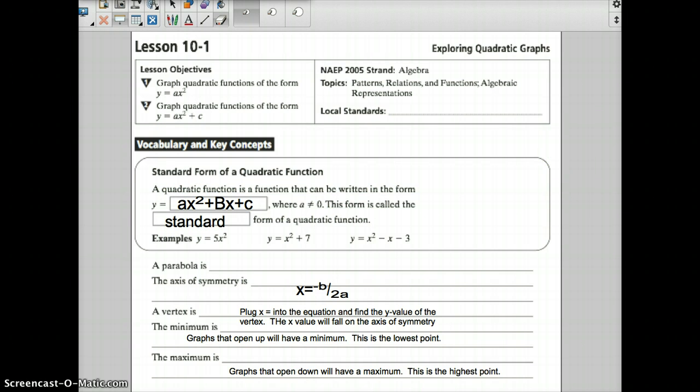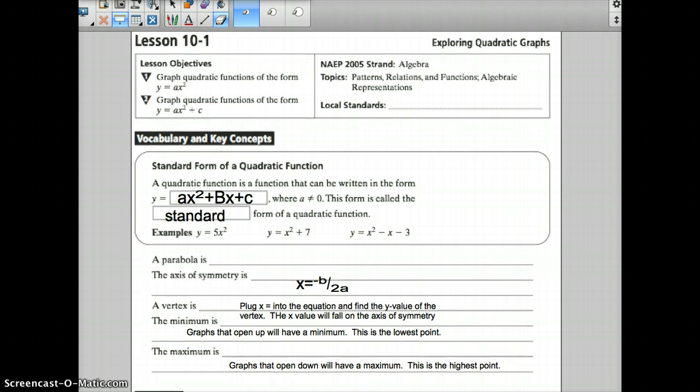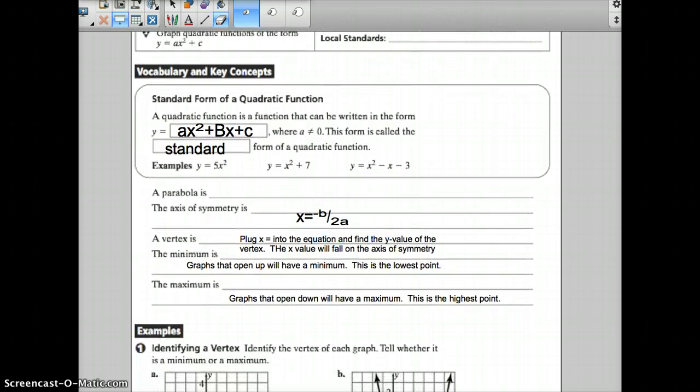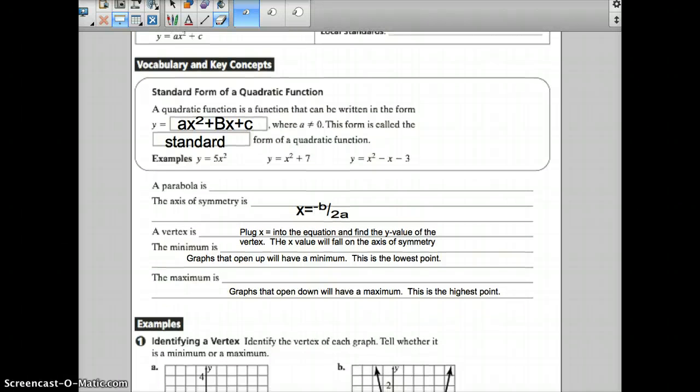The shape of a quadratic graph or quadratic function is called a parabola, and it's that U shape that we get. An axis of symmetry is that imaginary line. It's kind of like a mirror. Think of it as a mirror that goes right down through and cuts the parabola in half. Each side looks like the other from that axis of symmetry.